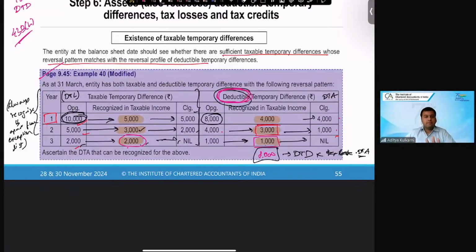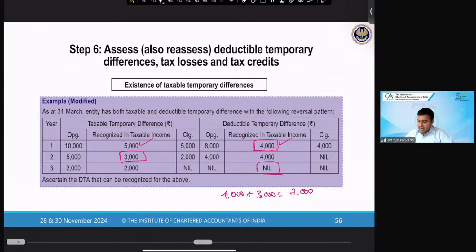So this is the first part, existence of taxable temporary differences. Next, look at this case. Year 1, 5,000 getting reversed, taxable, but deductible is 4,000. Do I have adequate? Yes, sir. So I can recognize the entire 4,000.